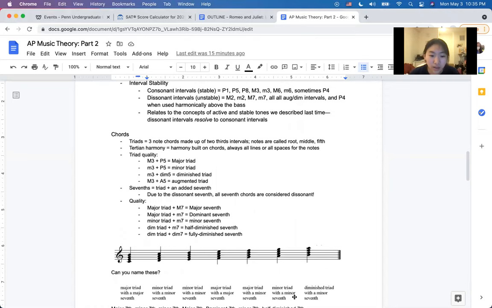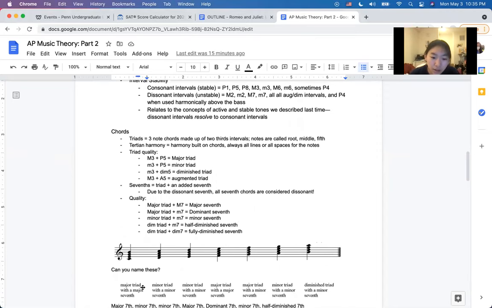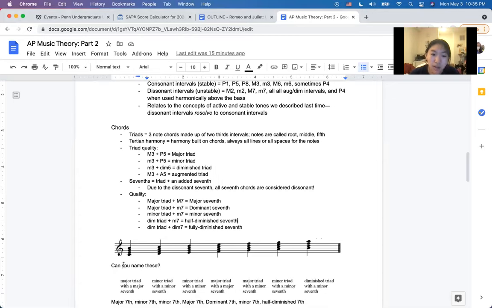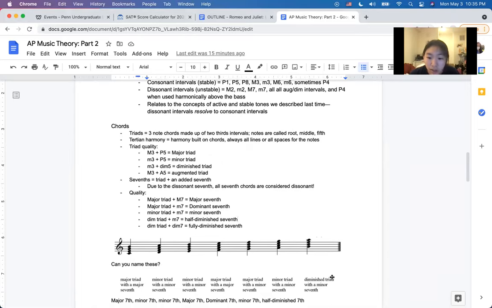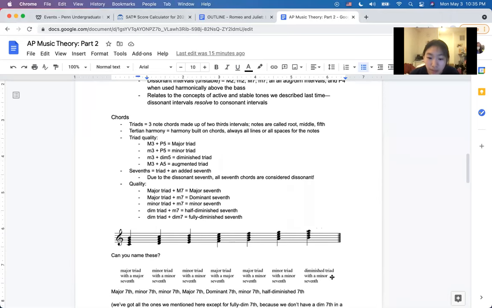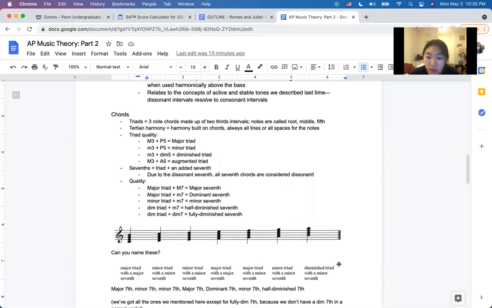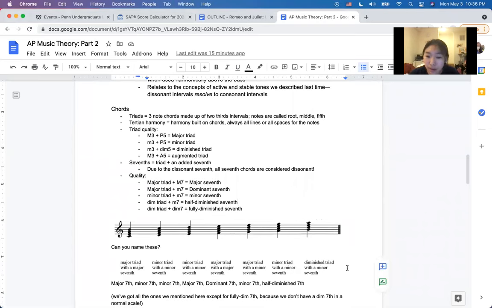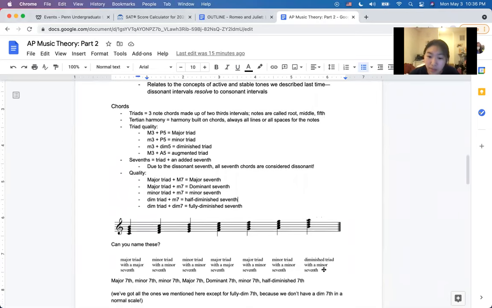Okay, so let's take a look. The first one is a major triad with a major seventh. So that would make it a major seventh, like I mentioned before. You can just look at these and they're pretty self-explanatory. Notice how there's no fully diminished seventh here, because we don't have a diminished seventh in a normal major scale.